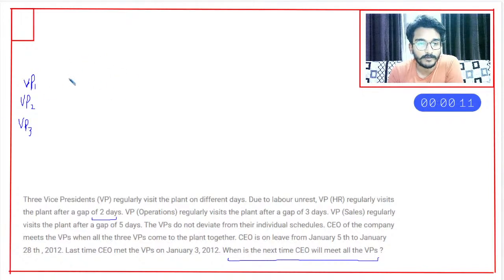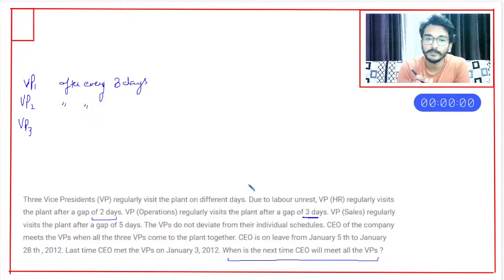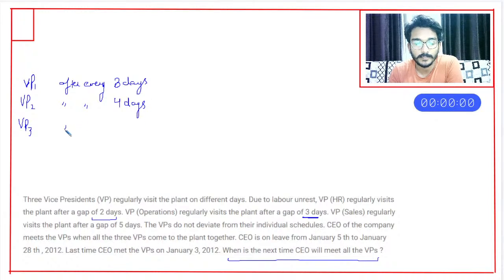So there is a period of after every 3 days. He will come after every 3 days. Similarly, the next person will come after every 4 days. He is coming at a gap of 3 days. There is a gap of 3 in between. So he will come after 4 days. Similarly, the third after every 6 days.